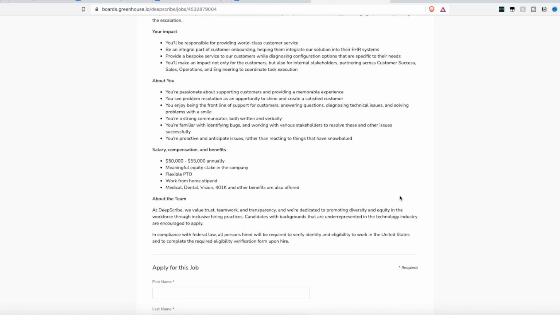Now, they do offer a decent starting salary from $50,000 to $55,000 a year. They also offer flexible PTO and a work from home stipend, so you get money to get your home office set up. And they also offer a basic benefit package that includes medical, dental, vision, and 401k benefits.